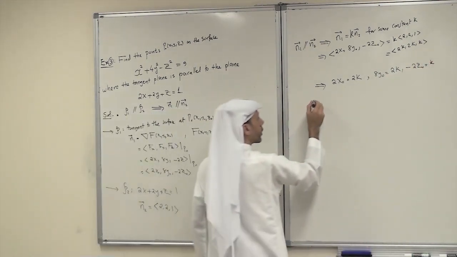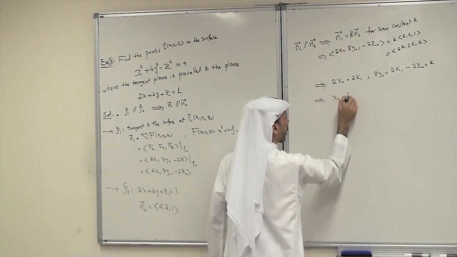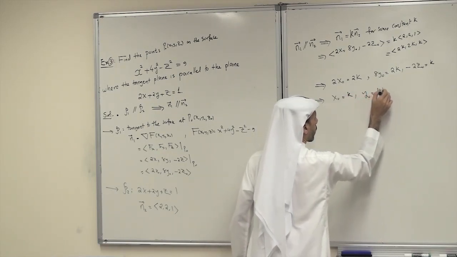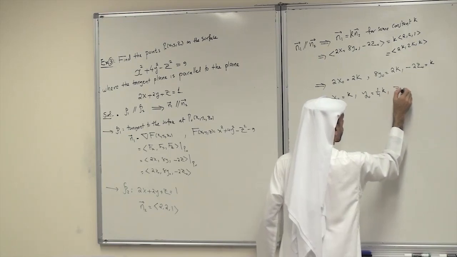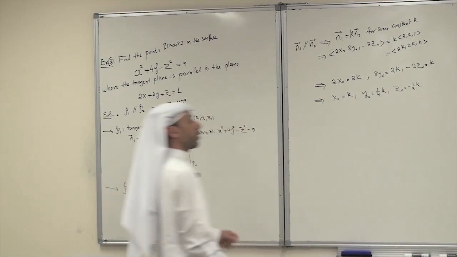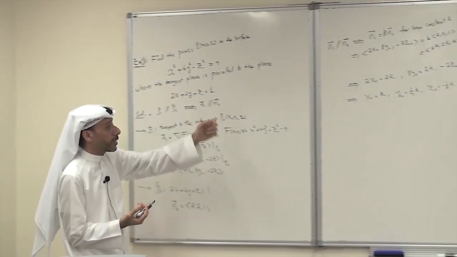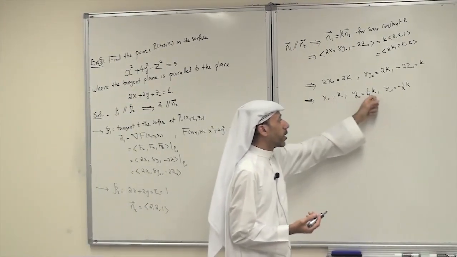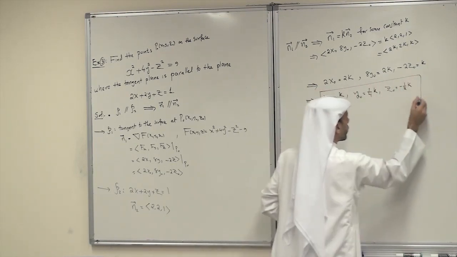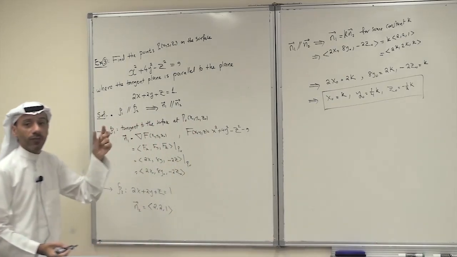Then solve for x0, y0, z0. So x0 equals k, y0 equals 1 over 4 k, and z0 equals minus half k. So we find the points x0, y0, z0 in terms of k, a constant. To find the point, we have to find the value of k.